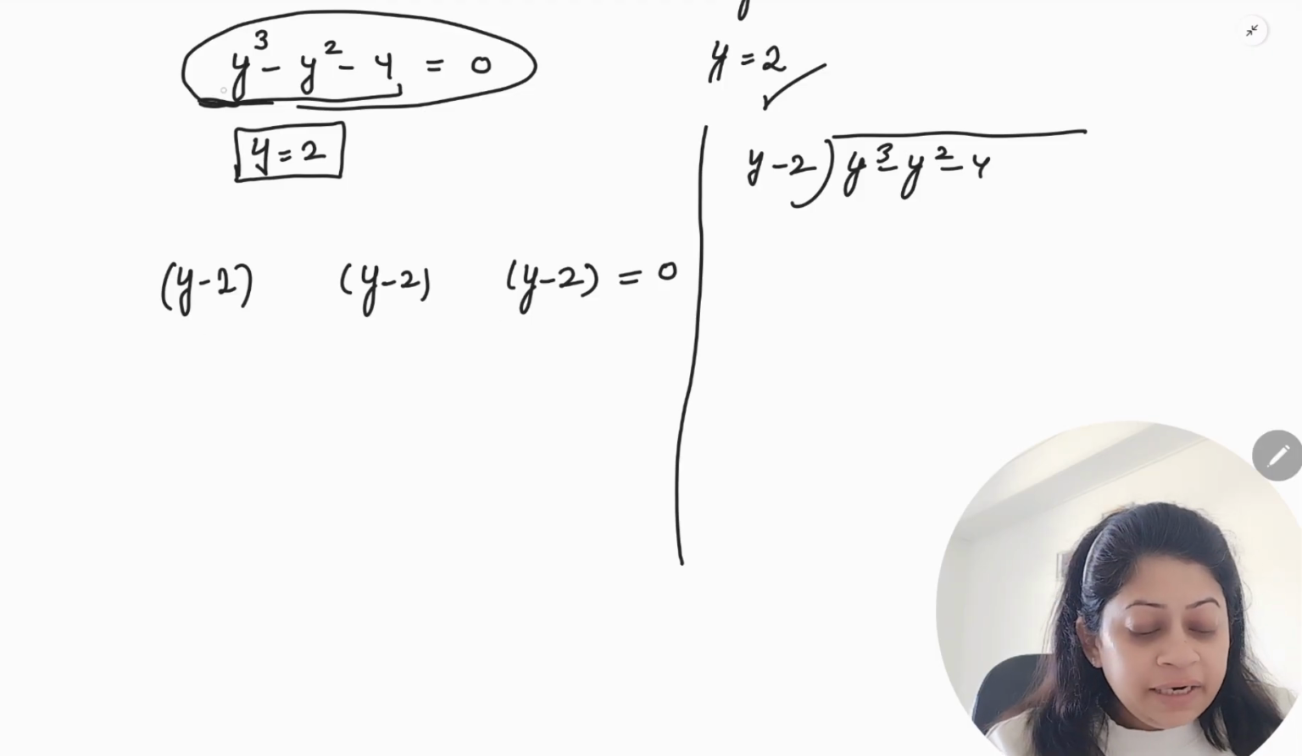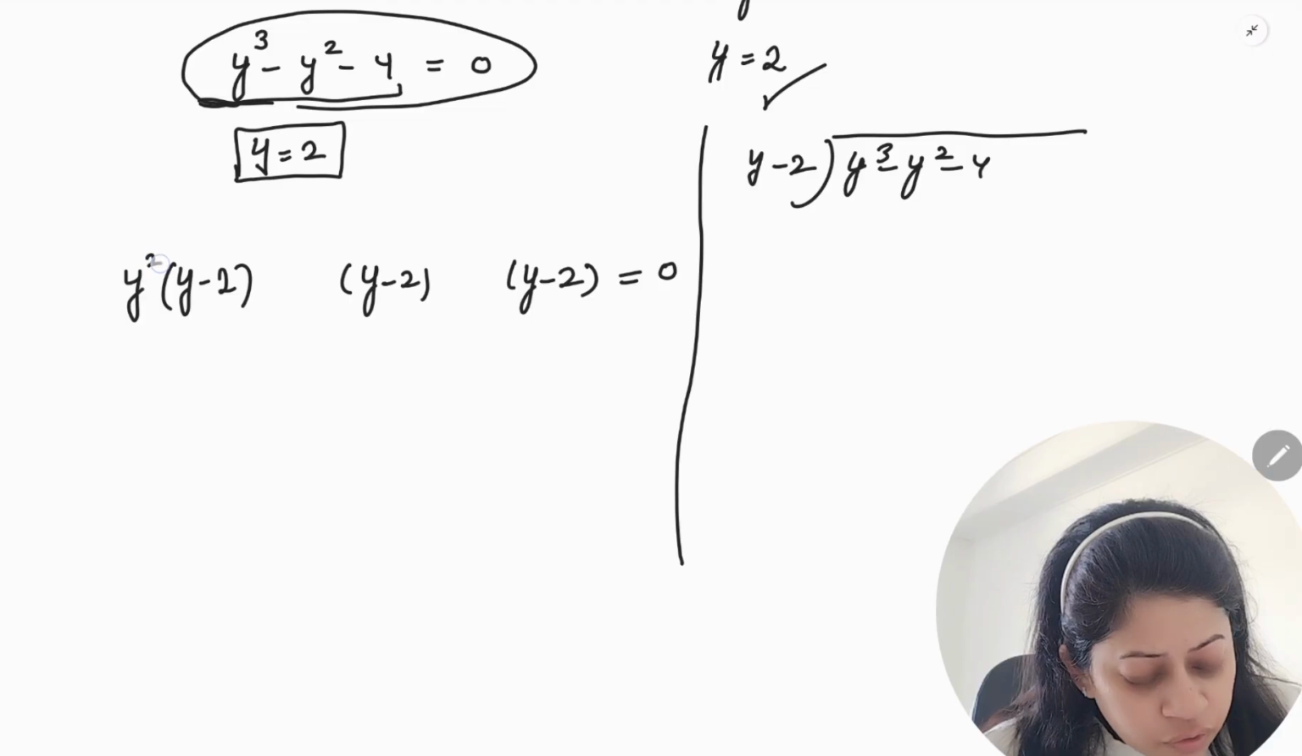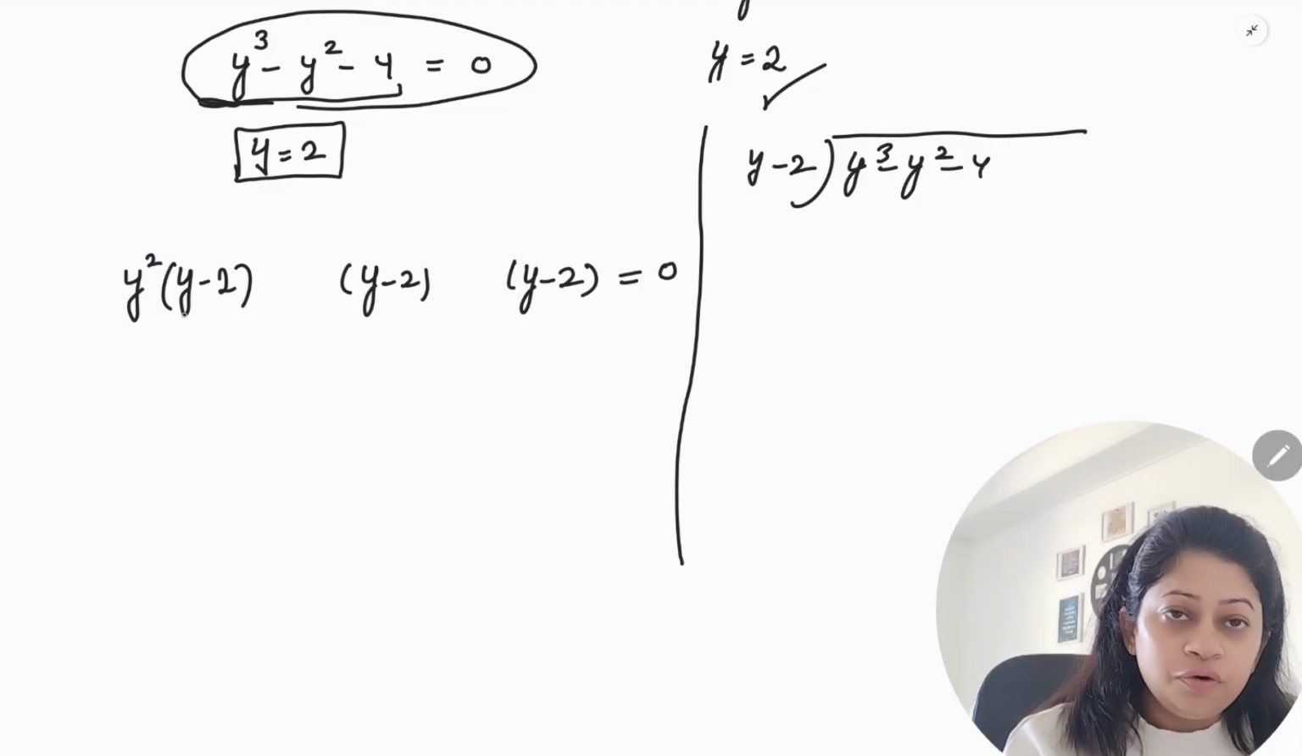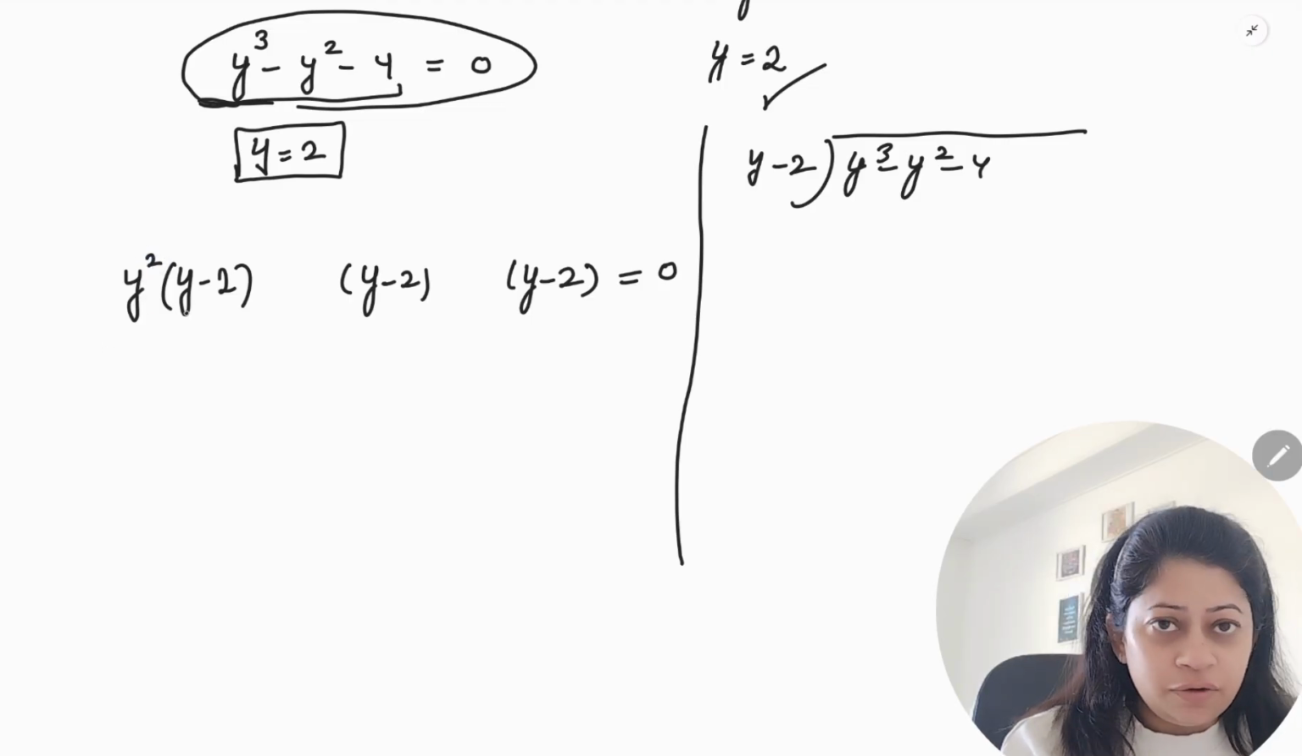How? I need y cube, right? So if I multiply this with y square, I will get y cube. Y square times y is y cube. But at the same time, I will get minus 2y square as well. But what do I want here? I do not want minus 2y square. I want minus y square.